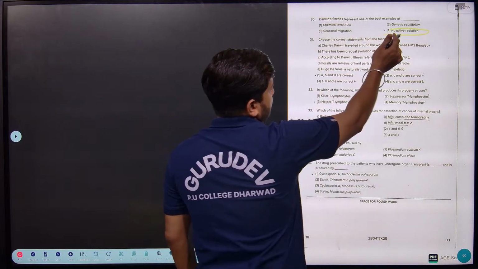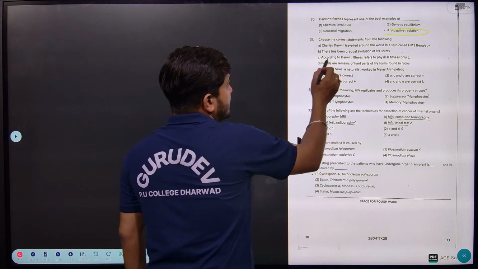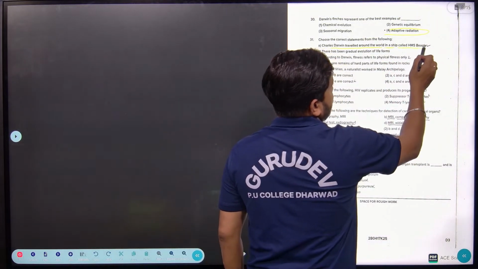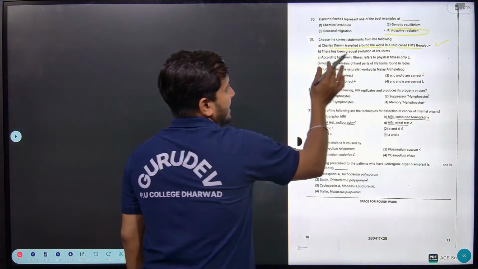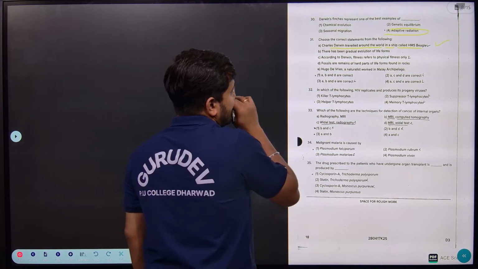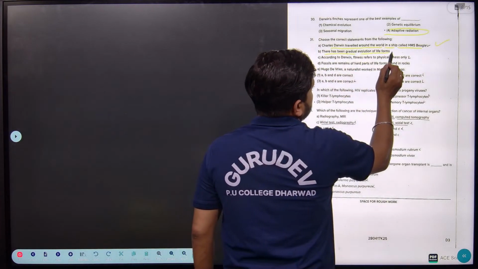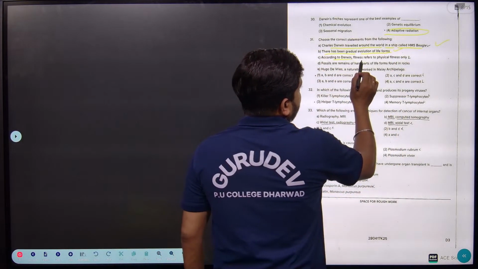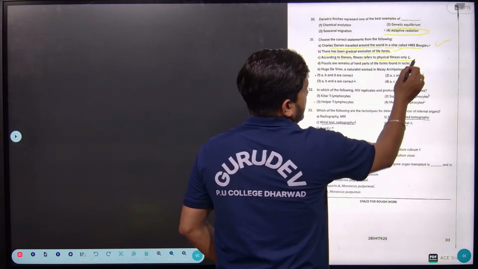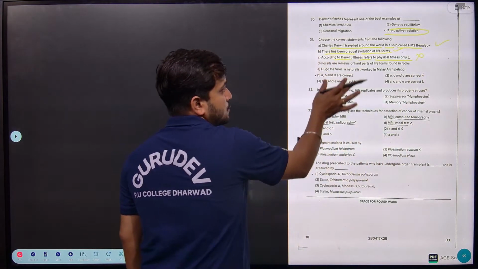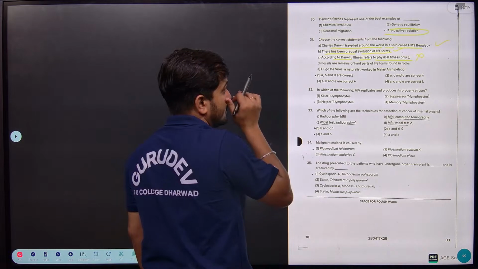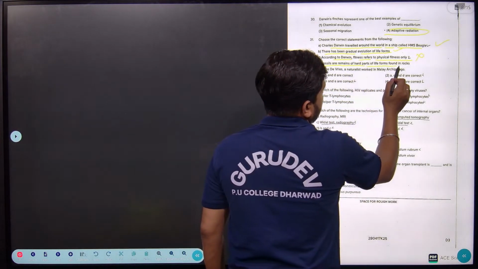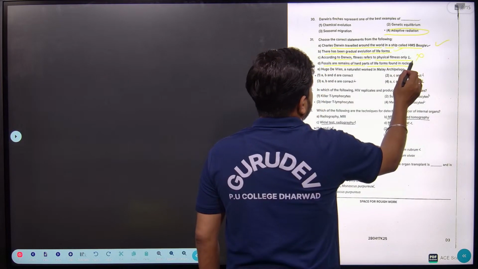Then choose the correct statement from the following. Charles Darwin traveled around the world in a ship called HMS Beagle. Yes, this is correct with respect to Charles Darwin, right? Then there has been a gradual evolution of life forms. Yes, this is also correct, right? Then according to Darwin, fitness refers to physical fitness only. No, right? Everything matters because survival of the fittest matters, right? Then fossils are remains of hard parts of life forms found in rocks.